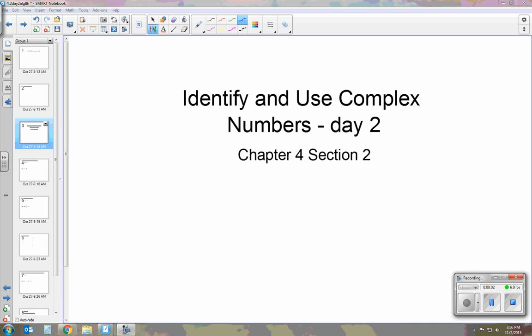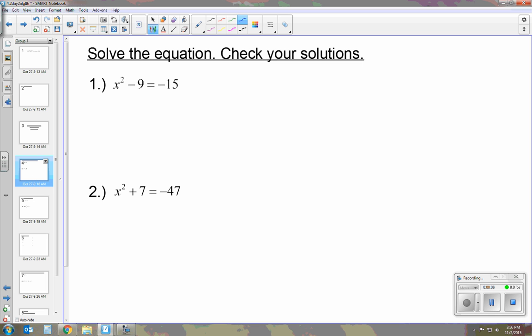to be talking about identifying using complex numbers. This is day 2. So now we're solving the equations, okay? So what we're going to do, let's solve this. Let's add the 9. So we have x squared equals -6, okay? And before, we weren't able to solve something like this because we have a negative in front of it. But now, since we have imaginary numbers, we can solve this.